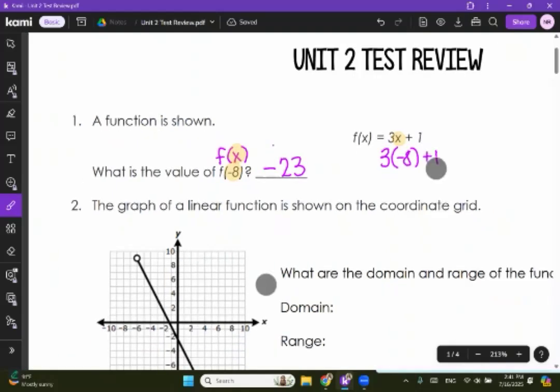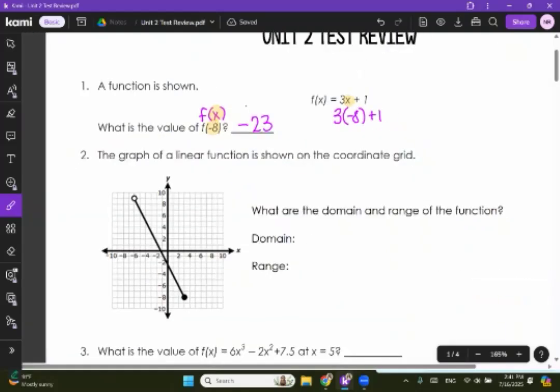Okay. Number 2, what's the domain and the range of the function? For domain and range should be fresh on your mind. You want to label both endpoints.